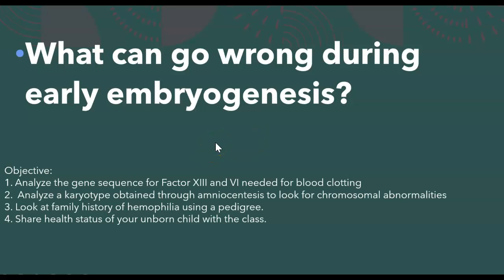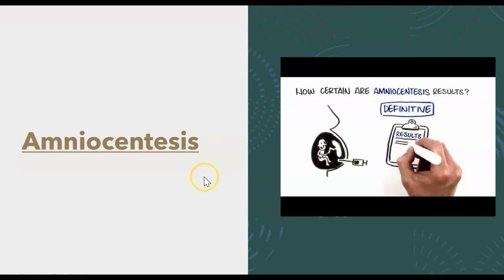And so our objective here is that we want to be able to analyze a gene sequence. So going through the steps of protein synthesis, we want to analyze a karyotype to look at the chromosomes of your unborn child, and then look at family history and how things are passed on from one generation to a next. We'll start with an amniocentesis.